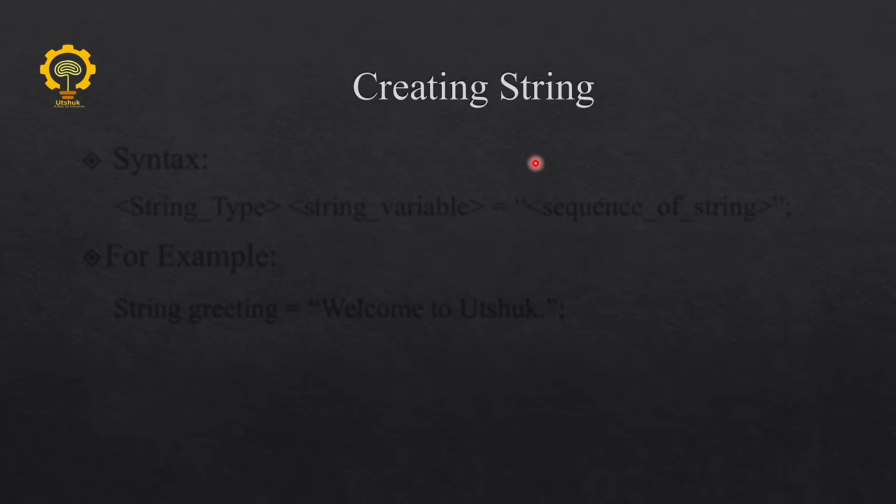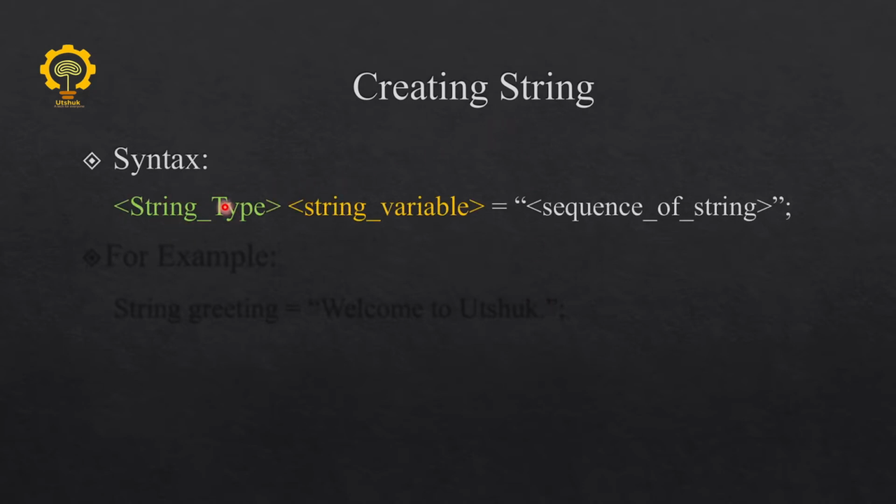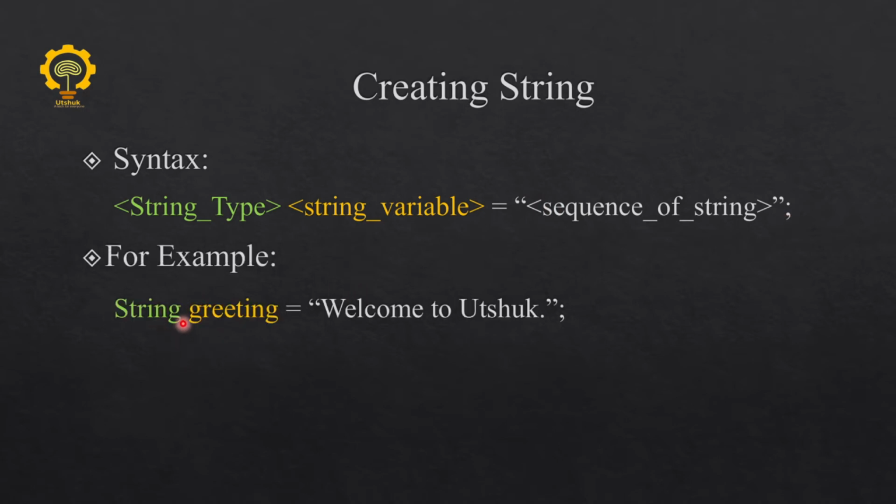So let's see how to create a string in Java. Its syntax is here: String as a type, then the string name, then equals to, and we have to assign the string value within this delimiter as double quotes. So this is the type, this is the string name, and this one is the value that we assign to the string. It should be inside the double quotes.